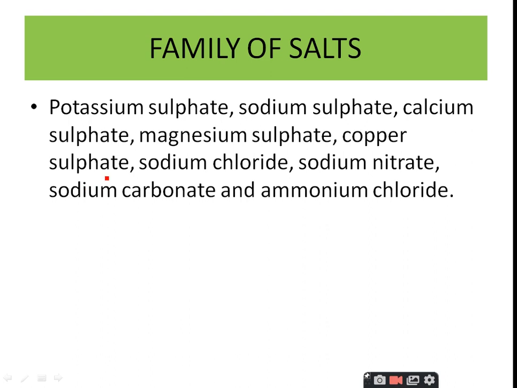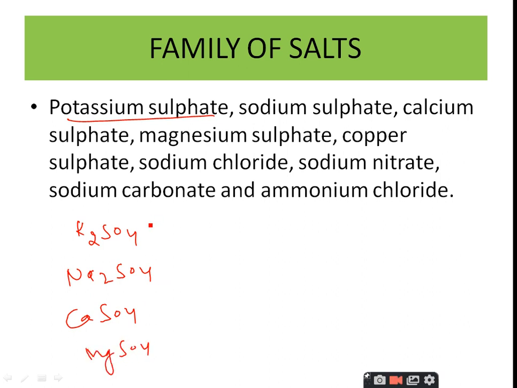Now some more examples of family of salt. Potassium sulfate: we know that the formula of potassium sulfate is K2SO4. Sodium sulfate, the formula is Na2SO4. Next is calcium sulfate, the formula here is CaSO4. Next is magnesium sulfate, MgSO4. If we compare the composition of these four salts, we find that there is a common anion, sulfate, present in these salts. So these are members of the family of sulfate salt.